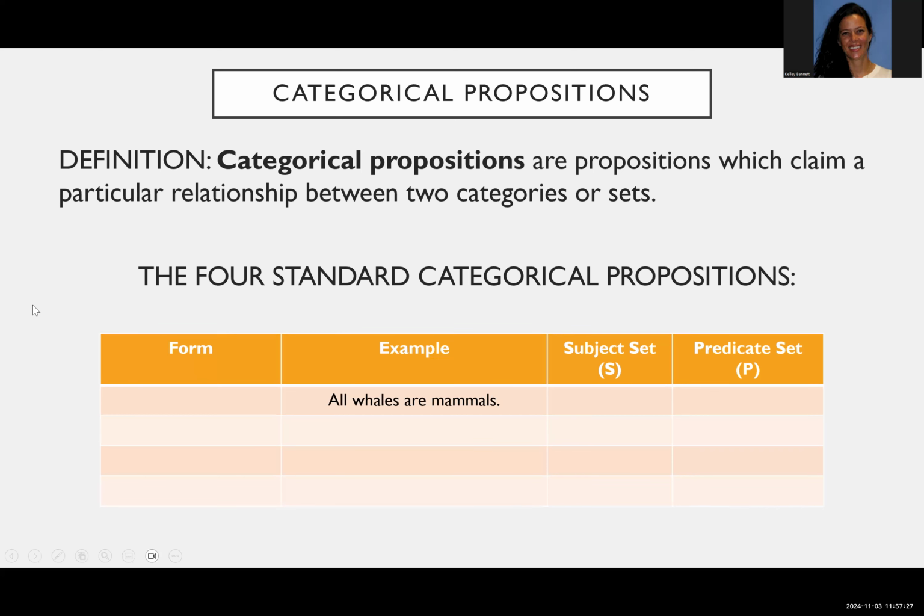So let's start with this example. All whales are mammals. So the subject set is whales, and the predicate set is mammals. And the form is that all of the subject are part of the predicate. All S are P.